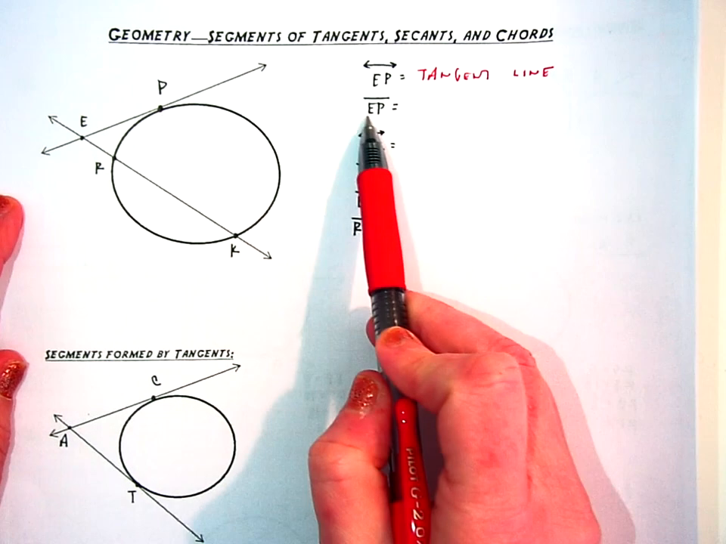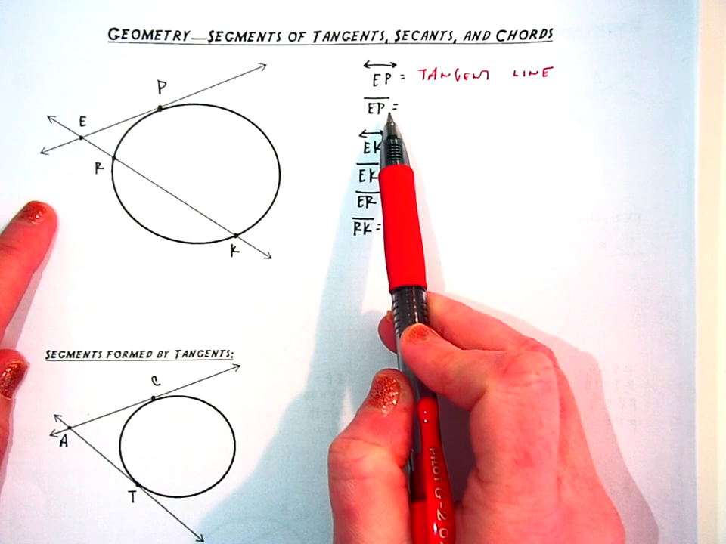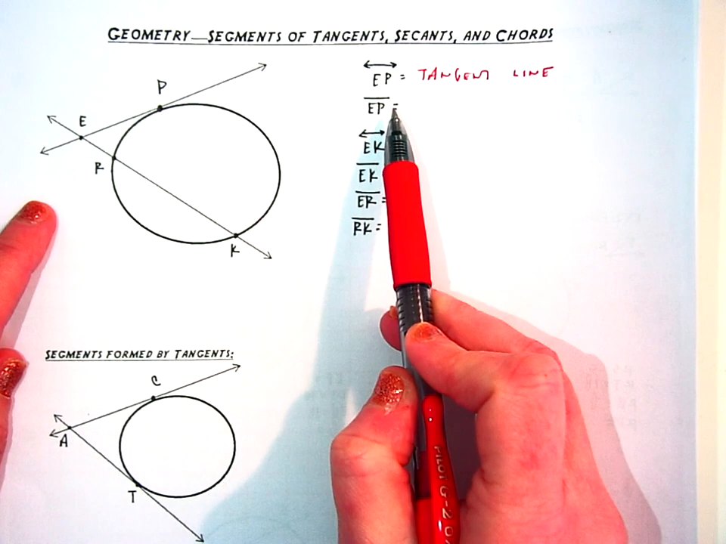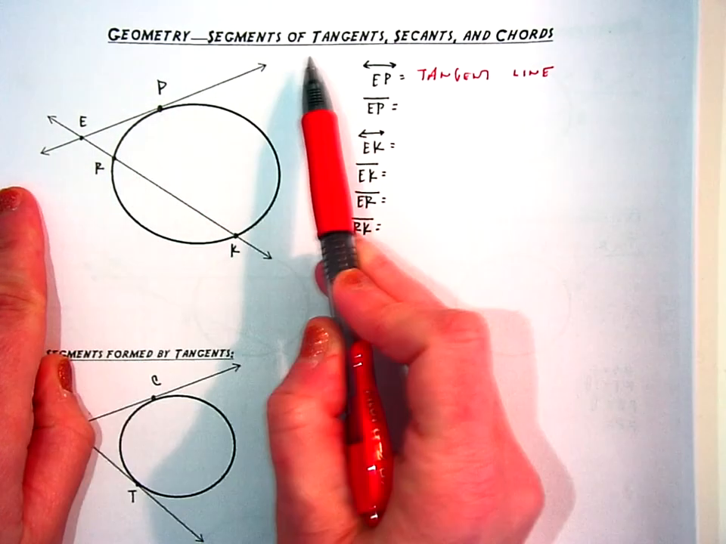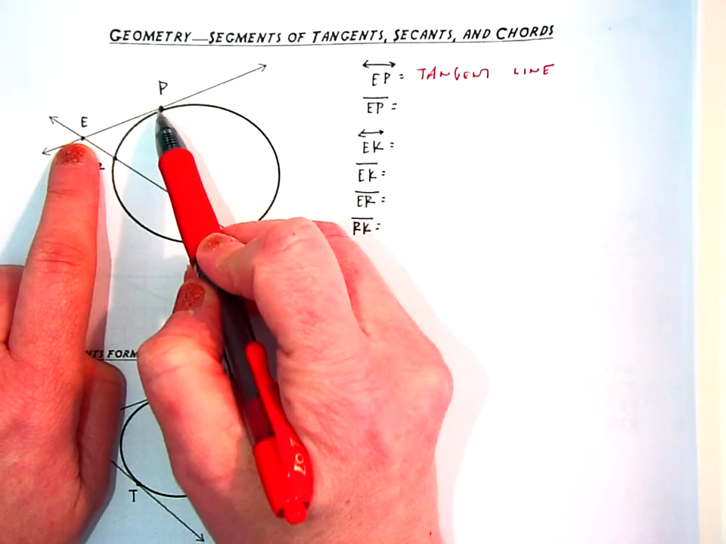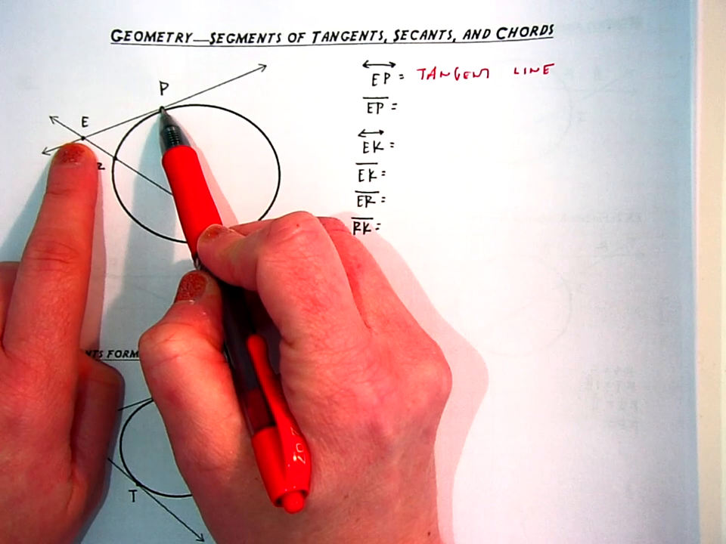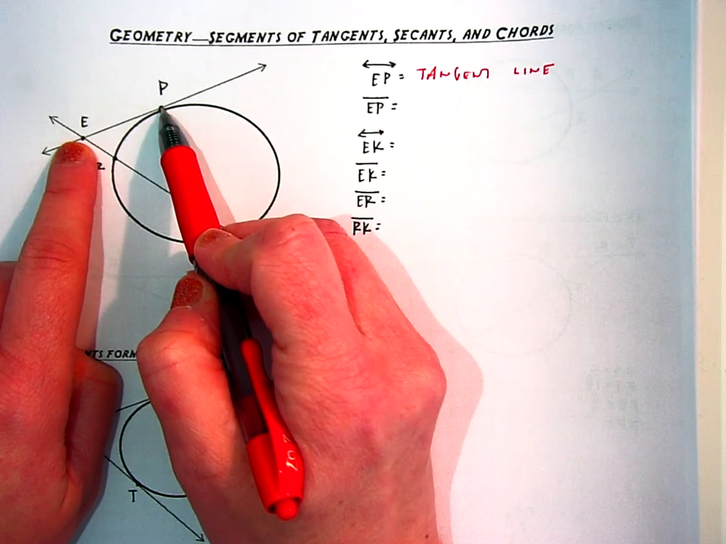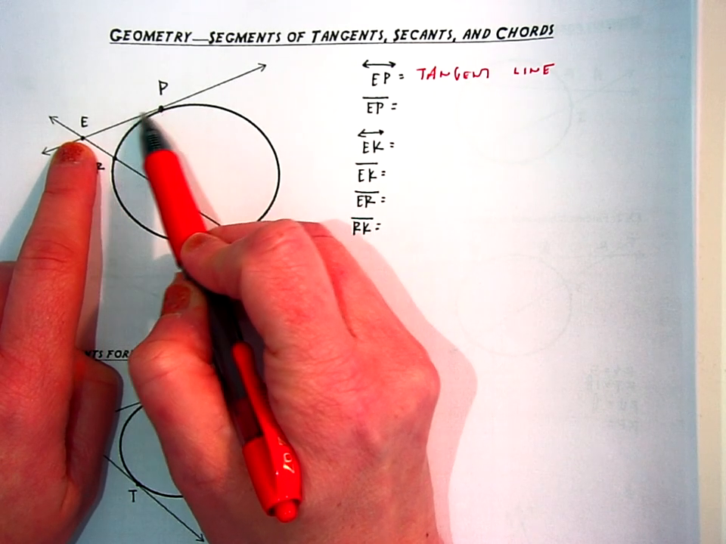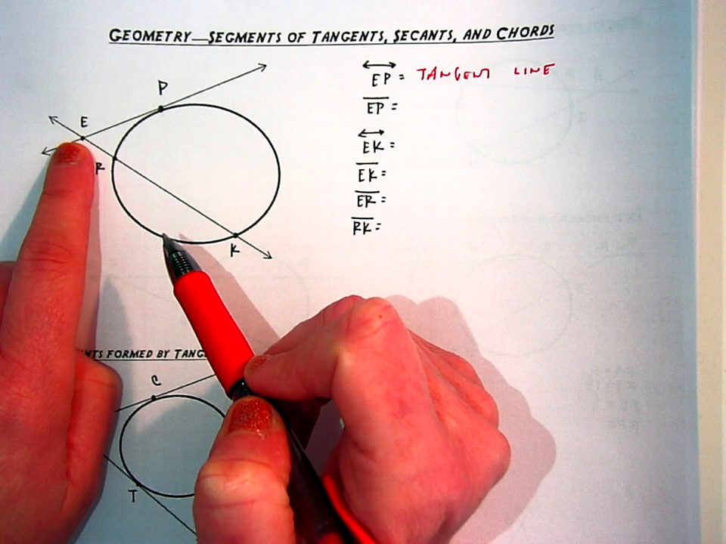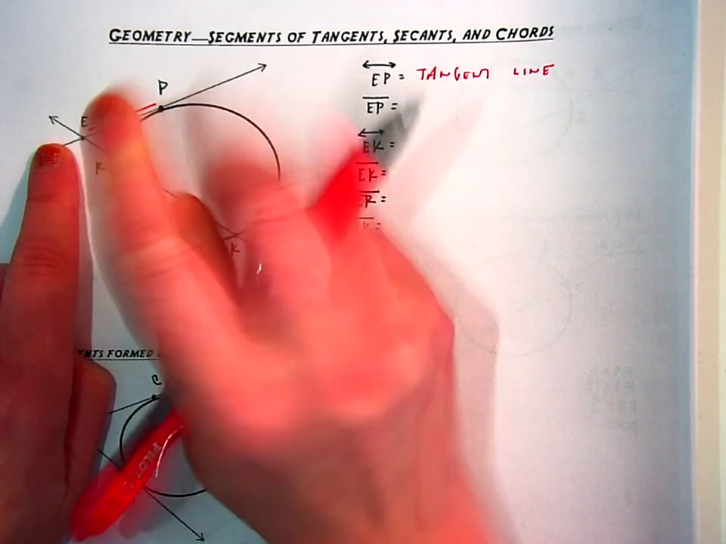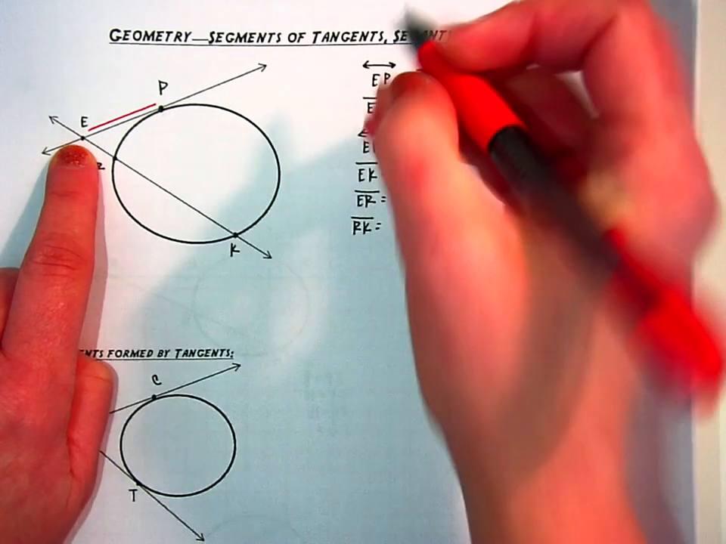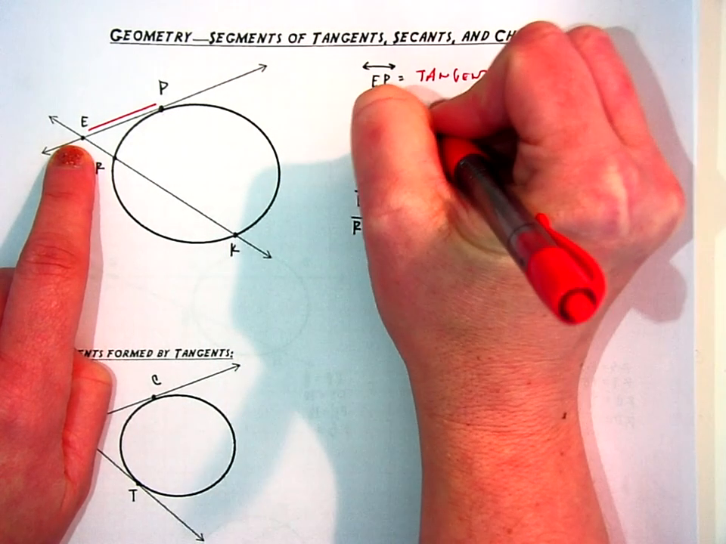Okay, then if I look at EP, what EP is now doing, this is a segment, no longer a line, it's a portion of that larger line. So the portion is between here to here. So we're really looking at a segment that connects that point of tangency to another point that is outside of the circle. So from here to here, E to P right here, that is a tangent segment.